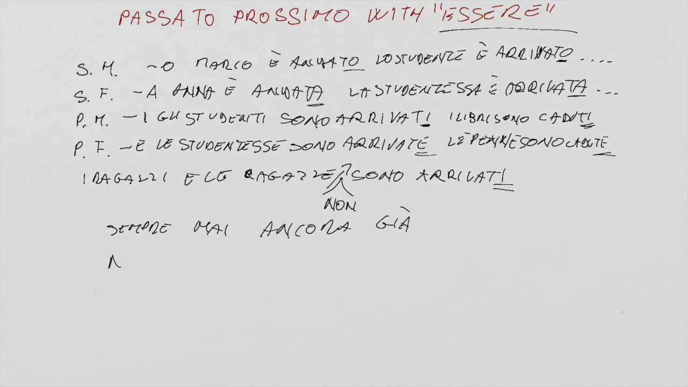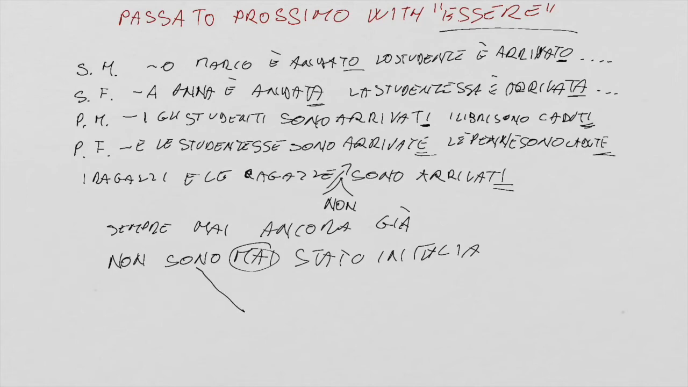So, for example, non sono mai stato in Italia. I've never been in Italy. In this case, mai, that must combine with non, because we use mai in a negative sentence, goes in between sono and stato.